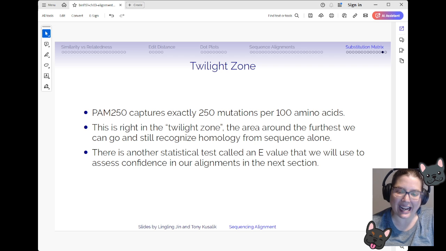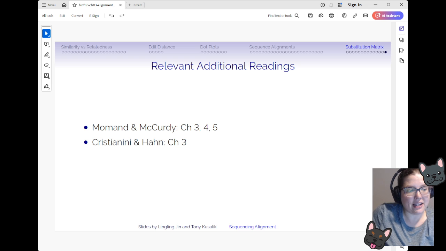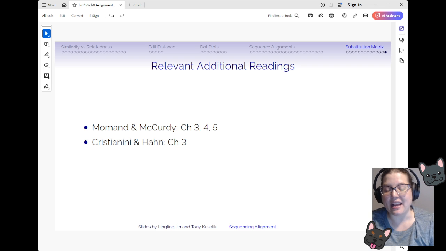In our next week's lecture, we will be talking about another statistical test called the E-value that can also help us assess confidence when it comes to sequence identity and homology. If you want additional readings, there are 2 textbooks that you can look at in the library, and those are the relevant chapters. Otherwise, you can also reach out on the discussion board, and I'm happy to clarify.